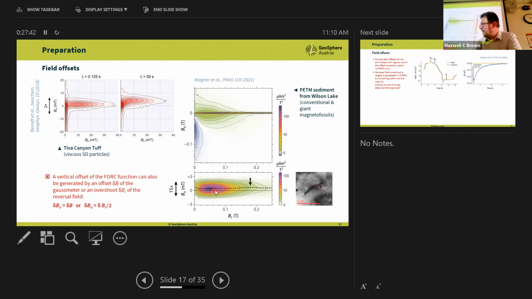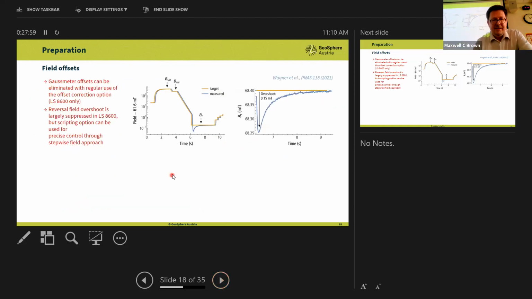You see a blown up version of the central ridge, and you see that the vertical position of the central ridge is changing, and this was pointing to a very special type of particle, needle-shaped particles in this case. And this measurement, because overshooting at the reversal field can be a problem, was handled very carefully.